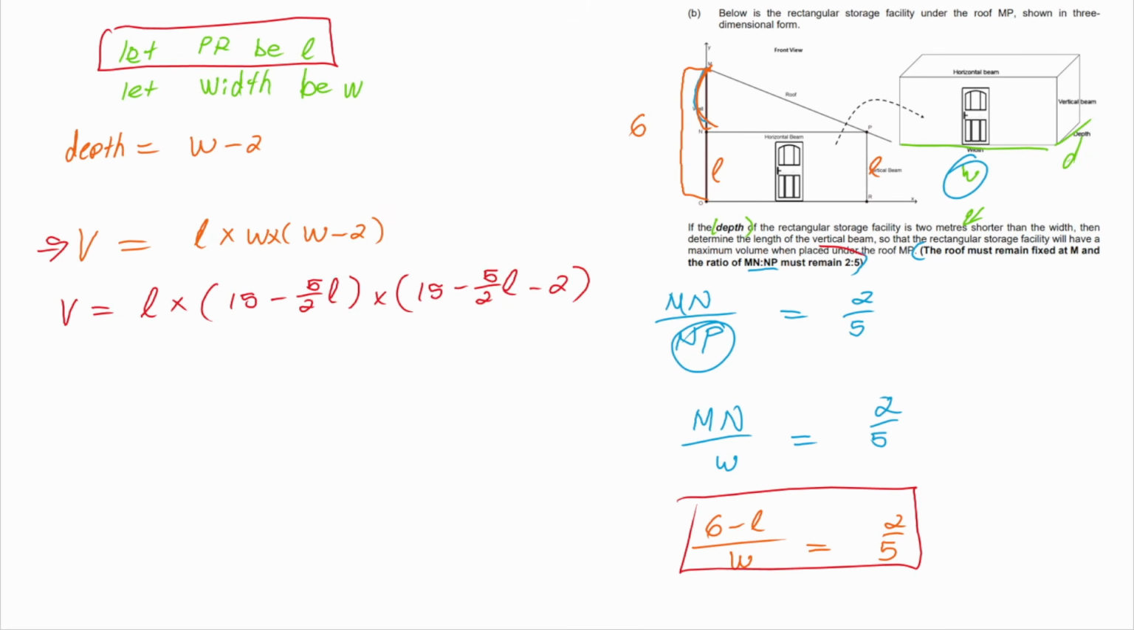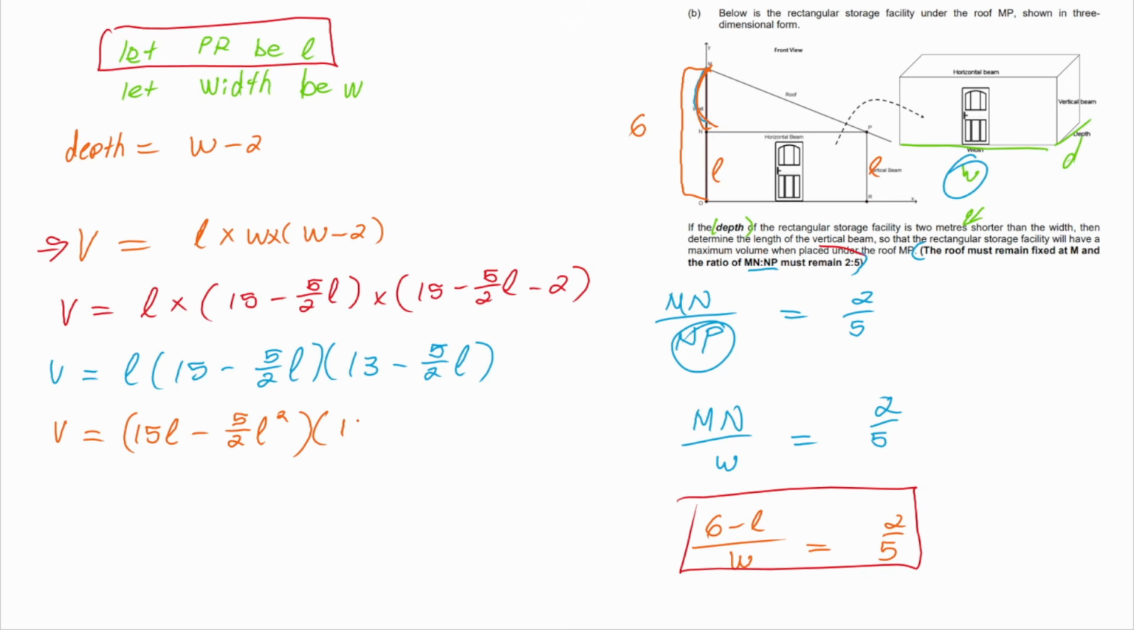So W is again 15 minus 5 over 2 L, and then we minus 2 from that. Let's keep working with this. So we're going to get L times (15 minus 5 over 2 L), and then this is 13 minus 5 over 2 L. The thing is, we're going to have to differentiate this volume, so let's expand everything out. If I expand, I get V is equal to 15L minus 5 over 2 L squared, and then this bracket stays the same.